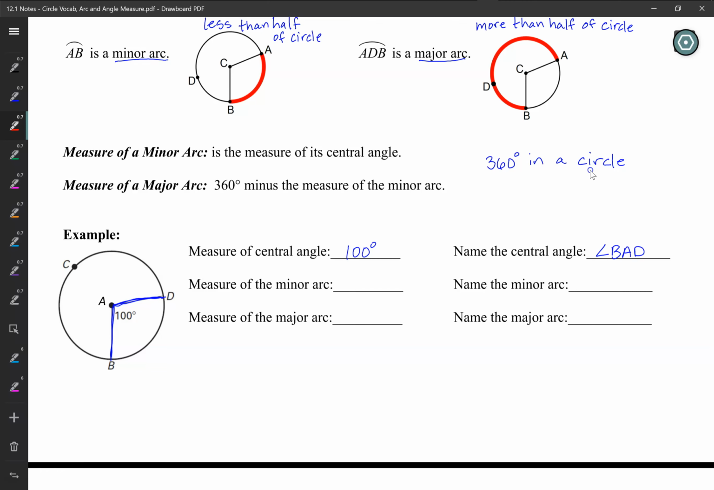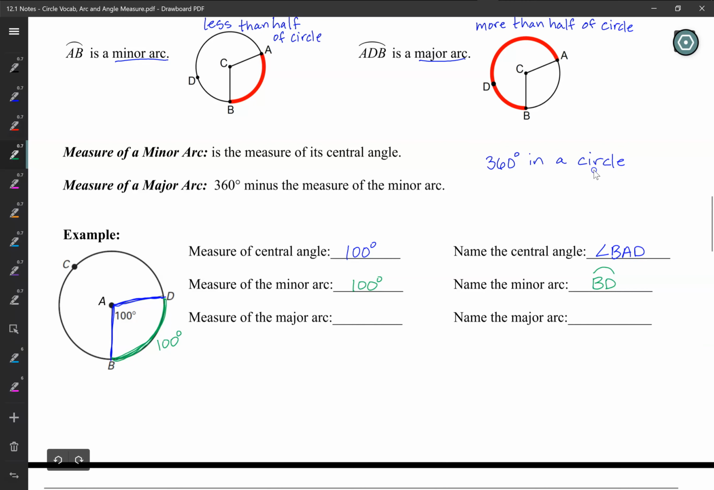Okay, the minor arc, well, that has the same measure as the central angle does. If the central angle has a measure of 100 degrees, so does the minor arc. And the name of the minor arc, just name it with 2 letters, either BD or DB, with a little curve on top. And make sure I can tell it's curved and not flat. It is an arc, it's not a line segment.